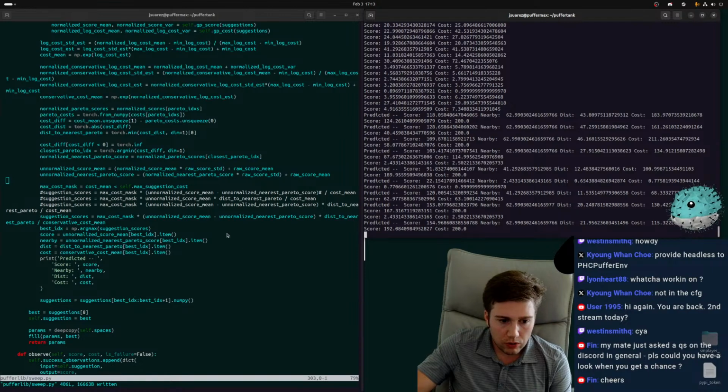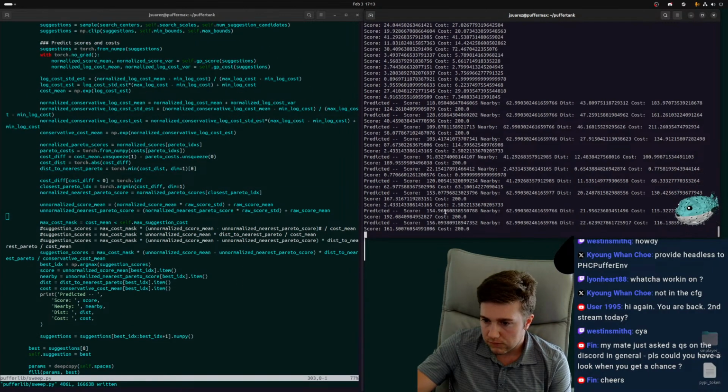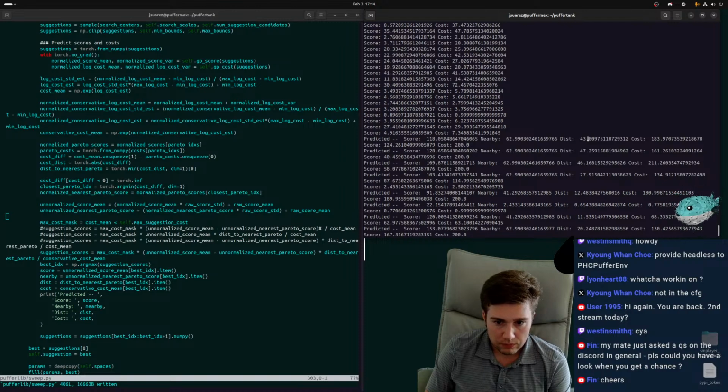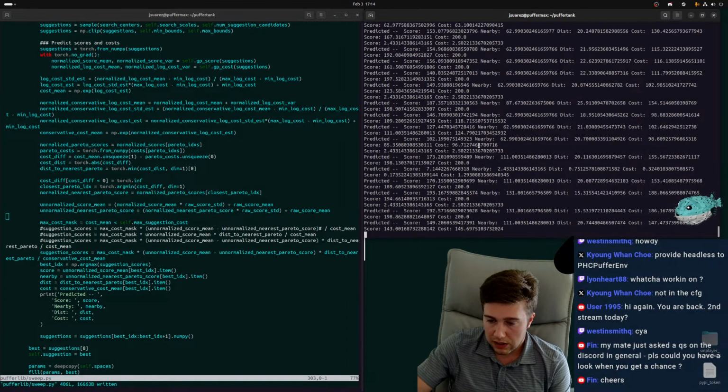It still goes straight to 200. Let's see, so we have score, nearby, here's your distance, and there's the predicted cost. So it actually gets this pretty much correct, but it says that this is the best you can do here. Okay, so I think it's my math that's screwy, not the algorithm here.